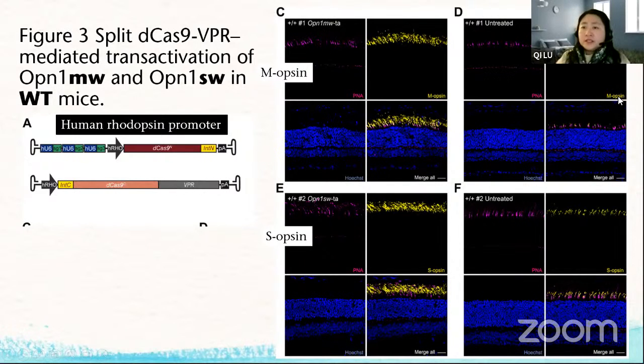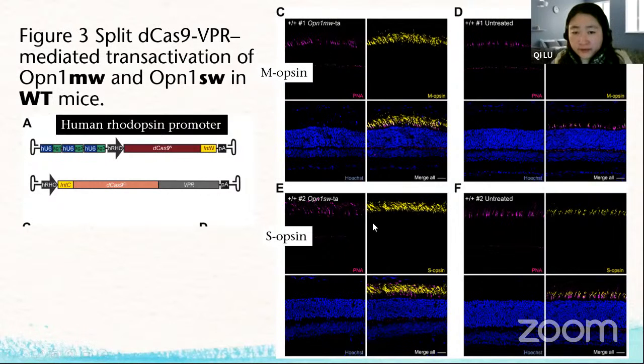The endogenous expression of M-opsin looks like this, but after treatment with the dCAS9-VPR system, because there's a lot of cone opsin expression, a lot of photoreceptors, and the rod photoreceptors' outer segment is really long and the cell number is much higher than cone photoreceptors, you see a super high expression of opsin in the outer nuclei and the outer segment there.